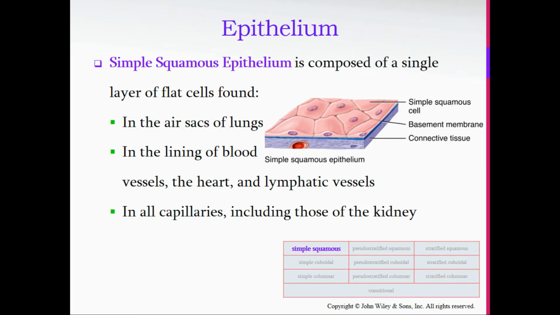You also find them in the lining of the heart and your lymph nodes or lymph vessels. In all capillaries, which are the very tiny microscopic blood vessels where gas exchange takes place at the tissue level. And you will find them in the filtering part of the kidney.